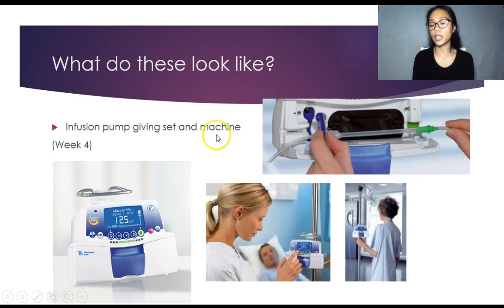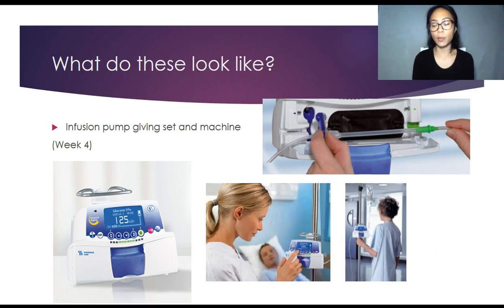We do the same procedure as for priming. It just, instead of setting the rate with a second-hand watch, you'll be placing the giving set into the machine and setting the rate manually. Setting the rate through the buttons on the machine, and you'll see that indicated on the screen. So it'll say how many mils per hour the infusion is going at, and it still allows for the patient to be able to be ambulatory. They can walk around the ward still with the machine, but it does otherwise need to be plugged in once the patient's back to bed.